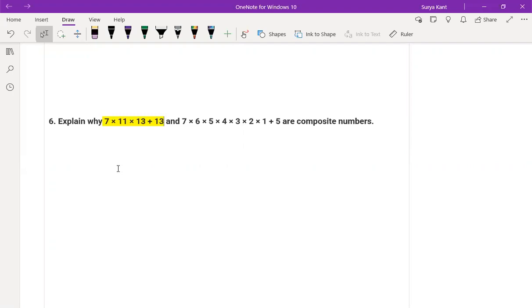Again in the second case, you can take 5 as common. In the bracket you can write 7 into 6 into 4 into 3 into 2 into 1 plus 1. So this also has more than two factors.